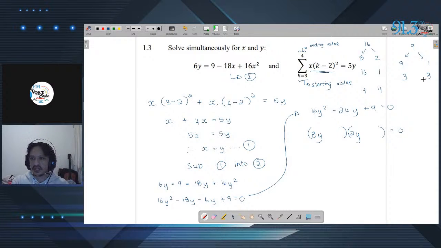Now, if I use 3 and 3, let's just see. I'll just put this in here, 3 and 3. 8y times 3 is going to give me 24y already. So there's already a problem. We already made 24y. So we can't use 8 and 2 and 3 and 3. It's not going to work.